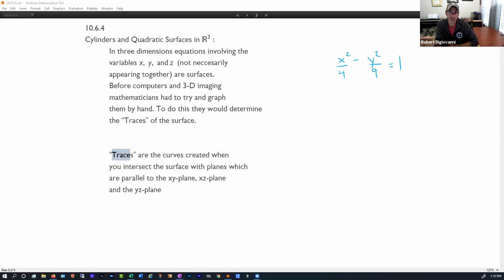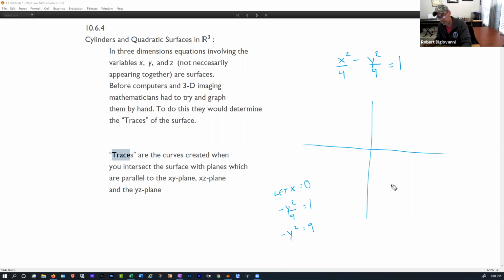If we wanted to graph this in two-dimensional space, then one thing we could do to try and graph this is we could say, all right, let's just let x be zero. Okay, if x is zero, then what do we get? We get negative y squared over 9 equals 1. And if I try and solve that, negative y squared equals 9, that has no solution, right? I can't square something, make it negative, and then make that 9. So that would tell me that my graph does not exist anywhere along the y-axis, when x is 0. And then I could keep trying different values of x until I get something that works.